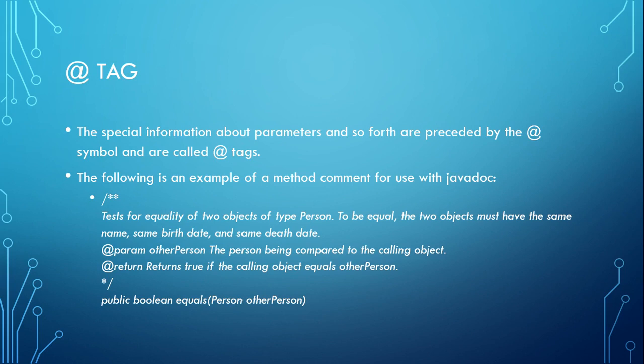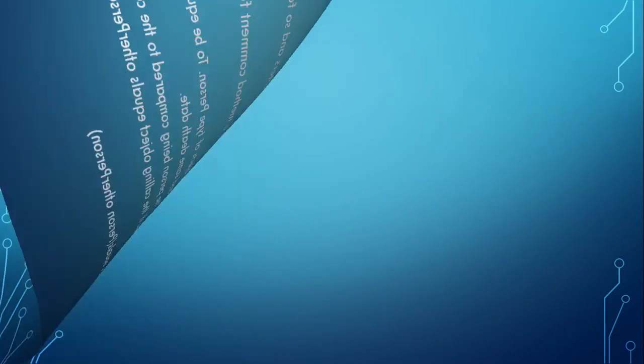Now, the following is an example of a method comment for use of JavaDoc. So this says, test for equality of 2 persons. For 2 objects of type person to be equal, they must have the same name, same birth date, and same death date. @param otherPerson: the person being compared to the calling object. @return true if the calling object equals otherPerson. And then public boolean equals(Person otherPerson). All right. So in here, you'll see that we have 2 tags. One is @param and one is @return.